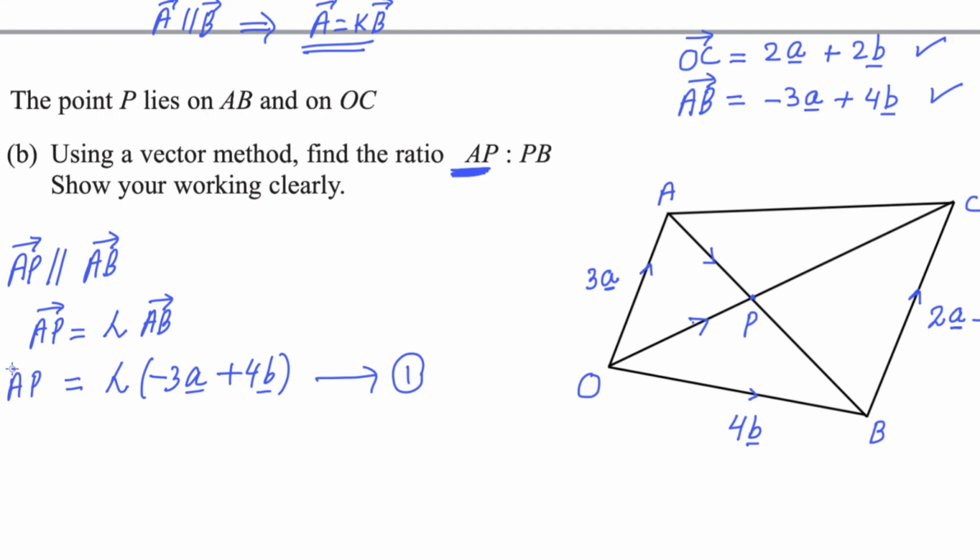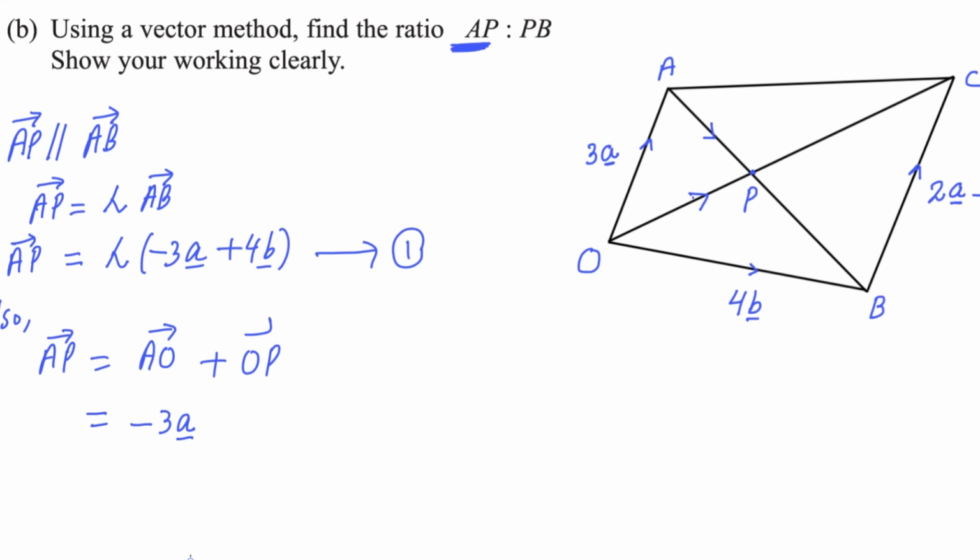This is vector AP. Also, we can find vector AP if you choose the other way to reach from A to P. We can choose this path, AO plus OP. So we can write AP equals AO plus OP. Vector OA is given there, 3A. If you want to find AO, we take a negative sign because the direction is changed. So it will be negative 3A. But the value of OP is not given. But if you look at the diagram, vector OP is parallel to vector OC.